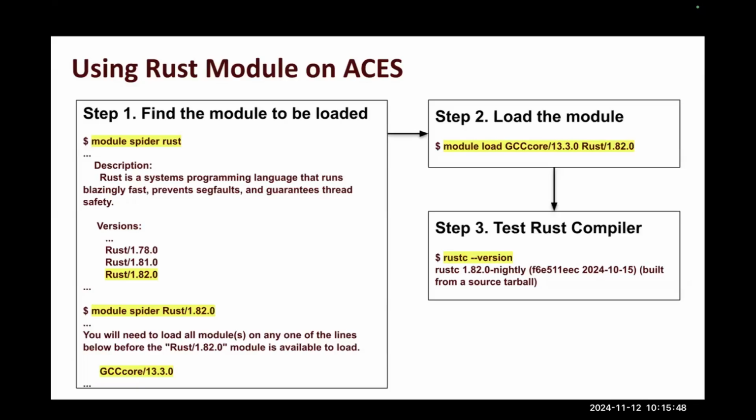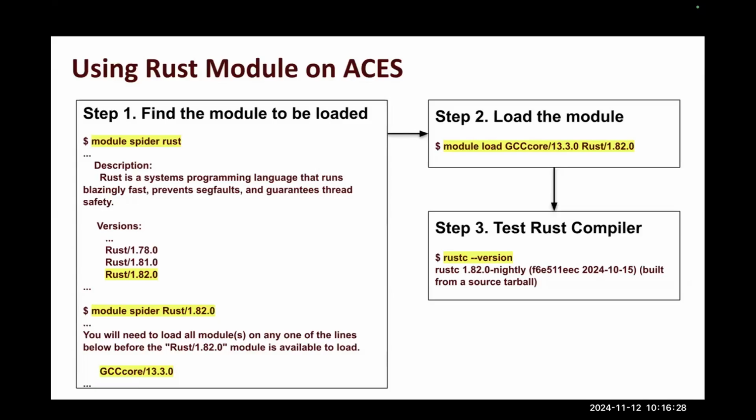And then we are using EasyBuild, which is hierarchical, so there are dependencies between modules when you load them. The next step is to do module spider on the particular version of Rust. It will print out all the modules needed before you can load Rust 1.82.0, which is the latest stable version you can find on the Rust website. As you can see, GCCcore, the GNU C compiler core, is required for Rust. So that's a module we have to load. That's step one, find the modules to be loaded.